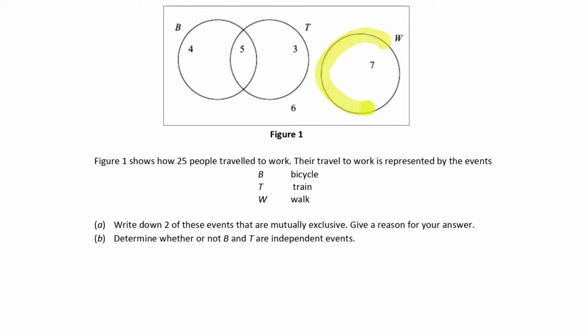In the case of a Venn diagram, that's indicated where two circles do not overlap. In this case, if we looked at W and T, they don't overlap, so they are mutually exclusive. So walking and taking the train are considered to be mutually exclusive. Similarly, walking and bicycling are also mutually exclusive.